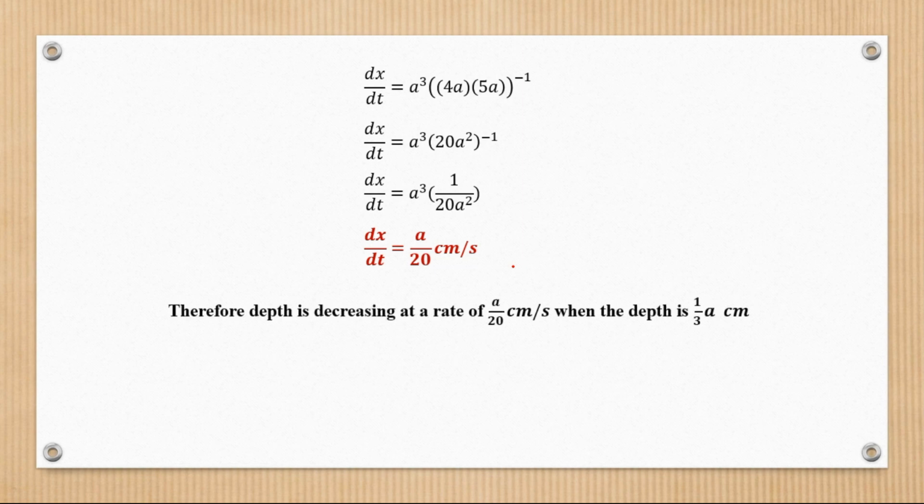So therefore the depth is decreasing at a rate of a over 20 centimeters per second when the depth is a third a centimeters, and that is the answer they wanted.